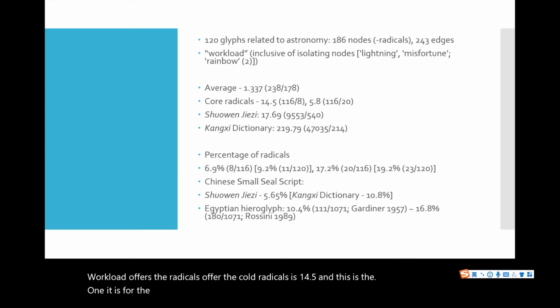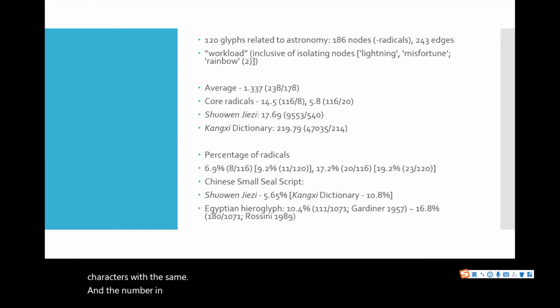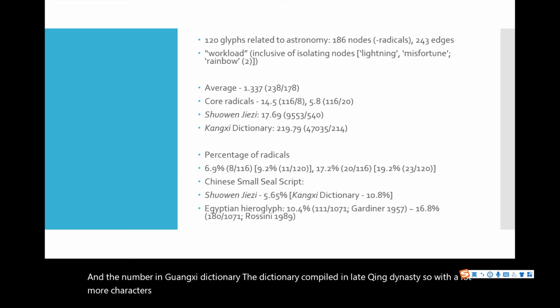and this is for the sub-radicals. And this number in Shuowen Jiezi, the first Chinese dictionary, is 17.69, which means on average each radical is used around 17 times. So there are 17 characters with the same radical. And the number in the Kangxi dictionary, compiled in the late Qing dynasty with a lot more characters, is 219.